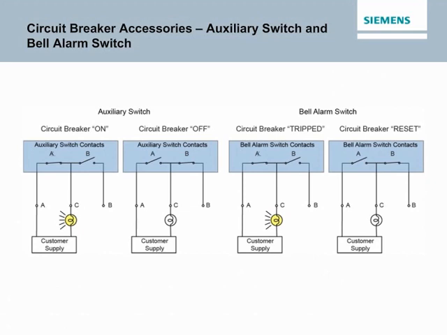The bell alarm switch differs from the auxiliary switch in that it only functions when the circuit breaker trips. Opening and closing the circuit breaker by means of the operating handle does not affect the position of the bell alarm switch contacts. In the circuit shown on the right in the accompanying illustration, the A contact closes and the B contact opens when the circuit breaker trips. An audible alarm or indicator light can be used to indicate the circuit breaker has tripped.